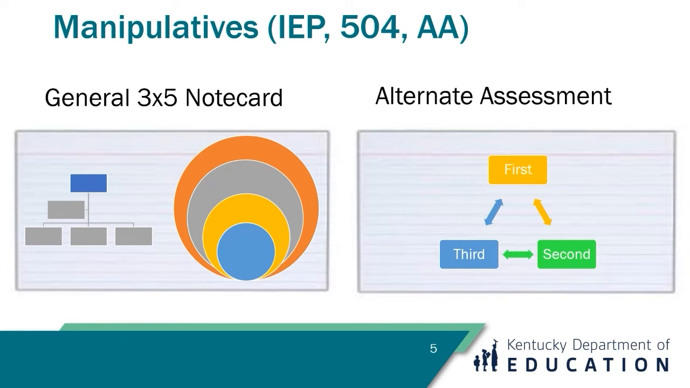Each student with a manipulatives accommodation is allowed a single 3x5 note card. You will notice that the general 3x5 note card can have shapes or diagrams, but cannot have writing or labels of any kind. A student taking the alternate assessment can have labels such as first, second, third on their note card, but cannot have content. So while first, second, and third are okay, it would not be okay to have first, write a thesis statement, second, order the body paragraphs, and third, write a conclusion.